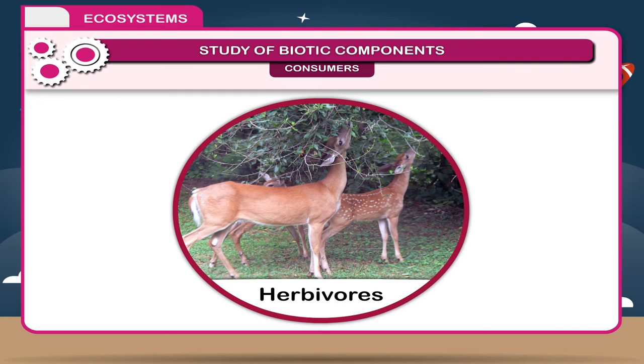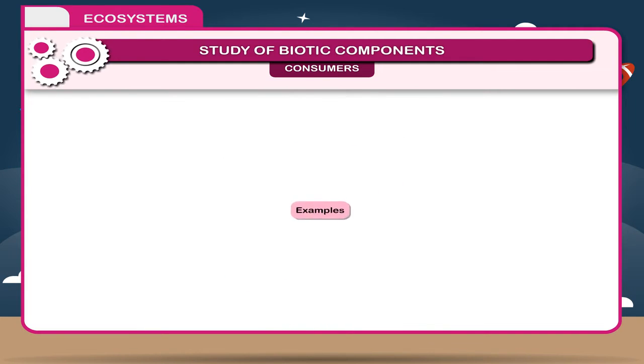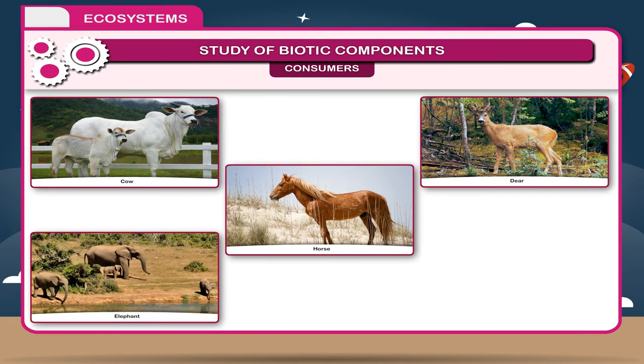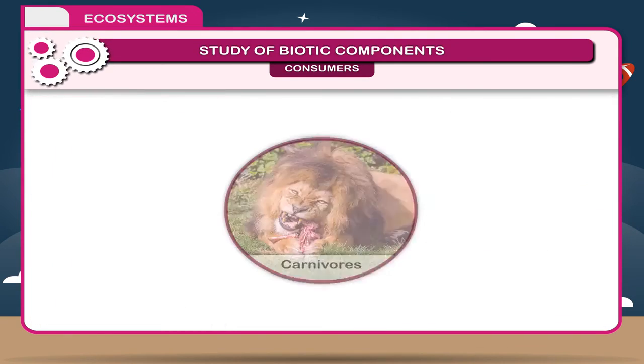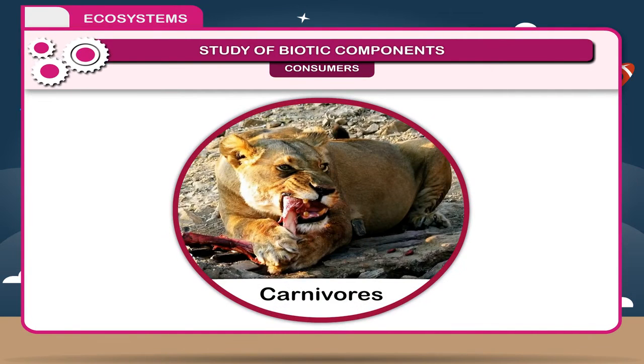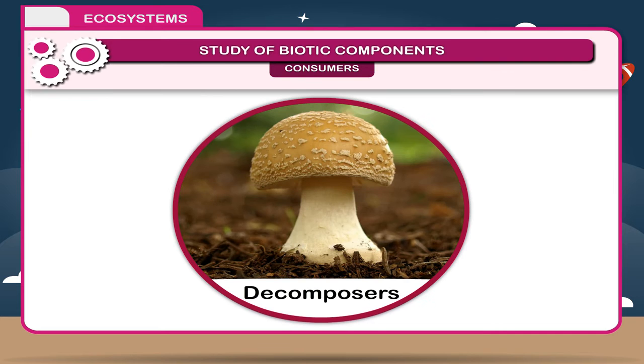1. Herbivores. These animals feed on plants and are called the primary consumers. Examples: cow, deer, horse, elephant, zebra. 2. Carnivores. These animals feed on herbivores and are flesh eaters. These animals catch their prey and then eat it. They are called predators.